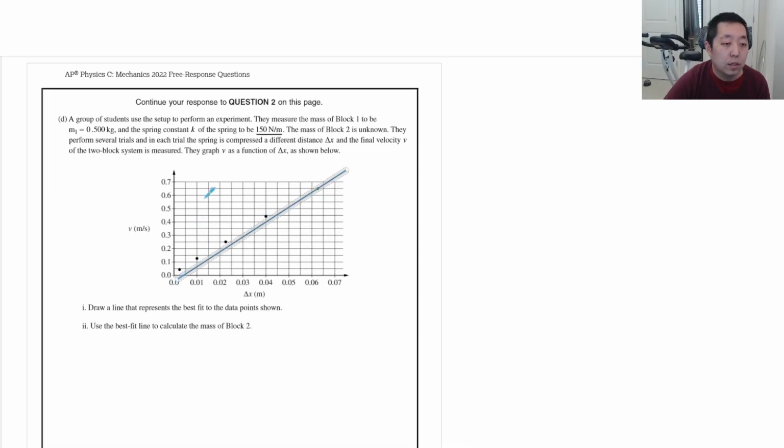And then let me mess with this. Trying to make it look pretty good. Okay, that's pretty decent. If you guys had a ruler on a piece of paper, it probably would have been easier. Okay, and then that's the line of best fit. Use a best fit line to calculate the mass of block 2.